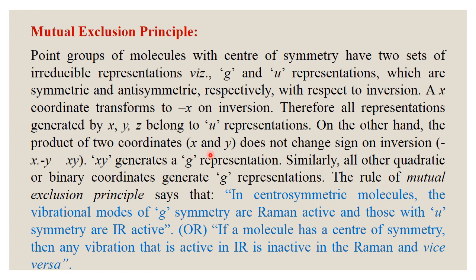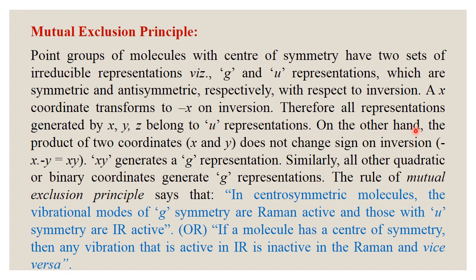Now, x coordinate transforms to minus x on inversion. When the x coordinate is inverted, it becomes minus x. In the same way, all representations generated by x, y, z belong to the U representation. That is, if it is symmetric it is G representation, if it becomes minus x it is U representation.